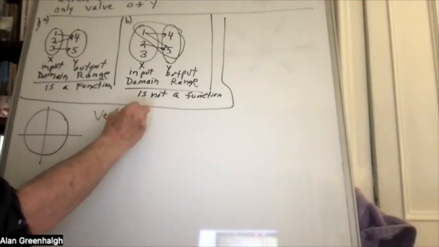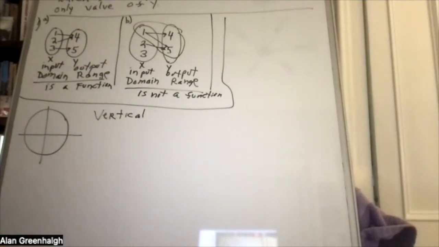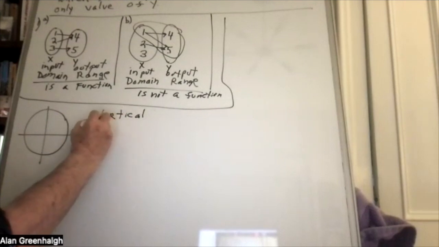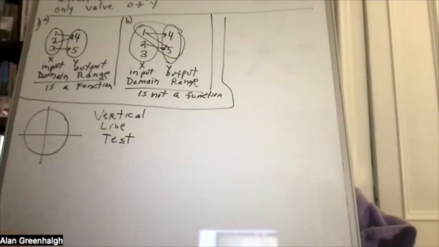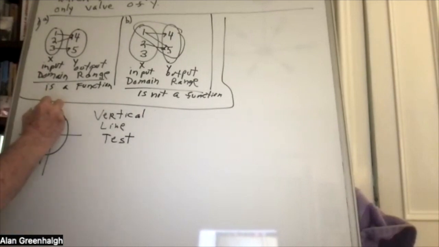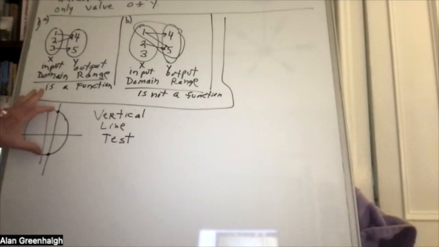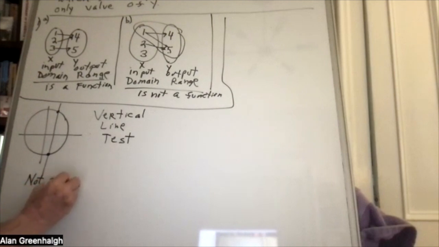So Christian is a little bit ahead of the game because he's referring to something called the vertical line test. The vertical line test is what you do if you have the graph of a function and you draw a vertical line. If the vertical line touches the graph at 2 points, which it obviously does, then therefore it is not a function. So the vertical line test is really a very important test.